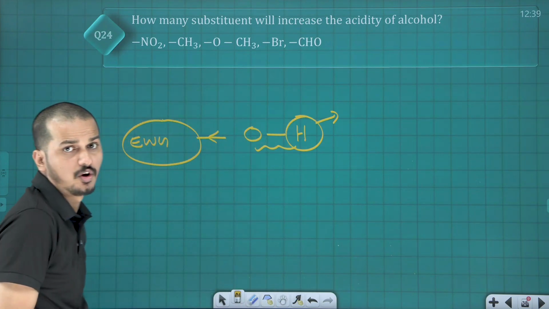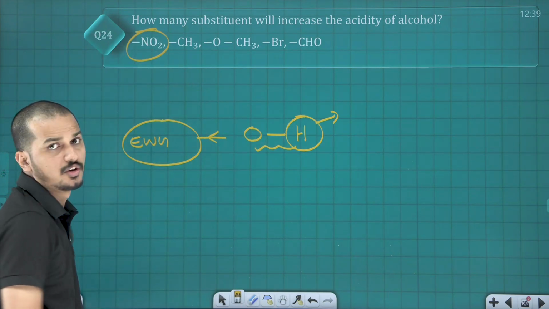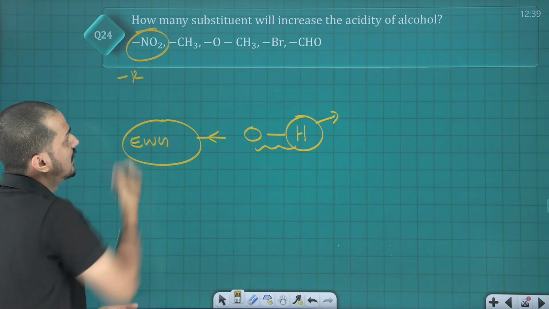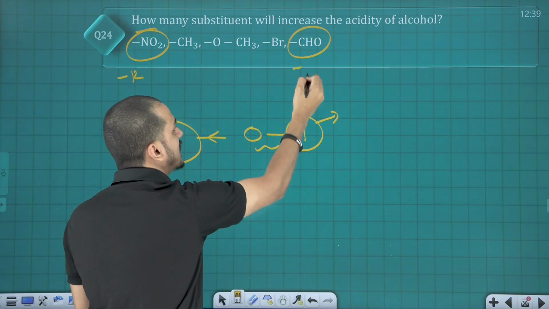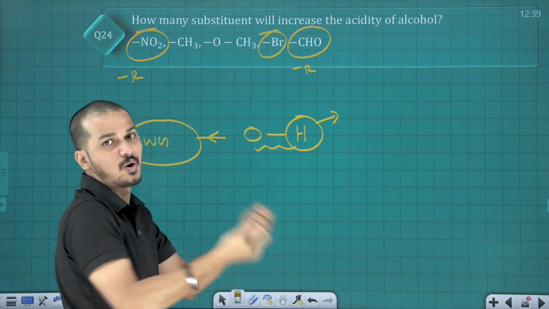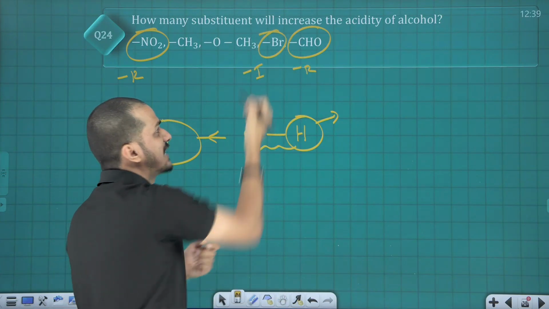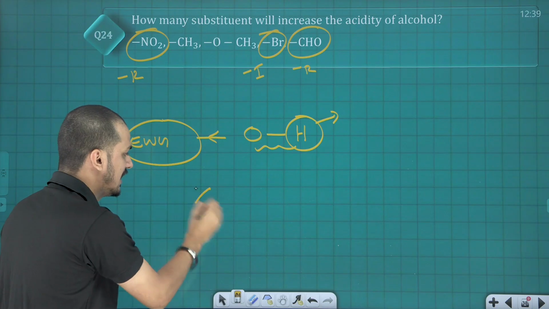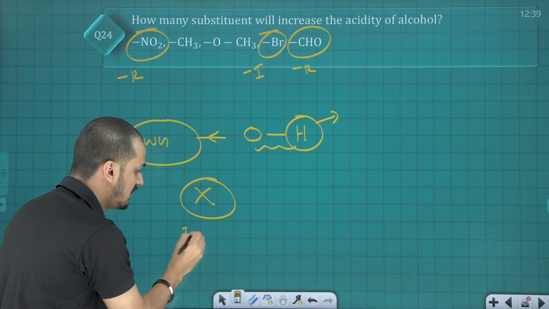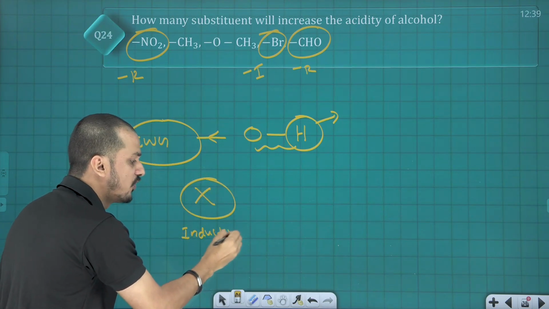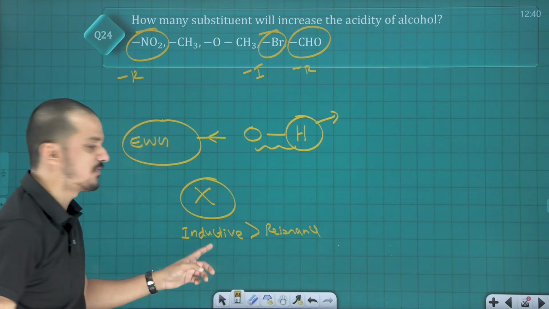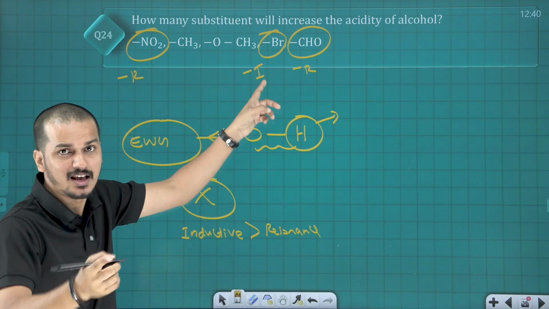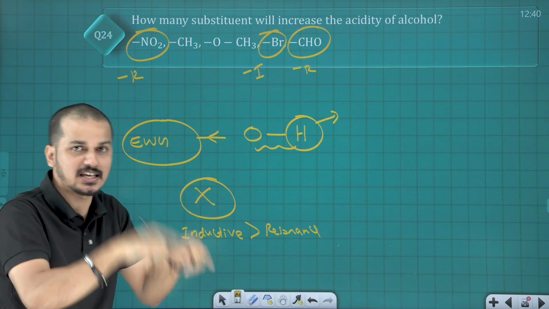Which all are the electron withdrawing groups? NO2 is an electron withdrawing group because of minus R. And CHO group is an electron withdrawing group, minus R. What about Br? Br is also an electron withdrawing group because of minus I, because in the case of halogens, inductive effect is more powerful than resonance effect. So they show plus R, but minus I is more powerful.